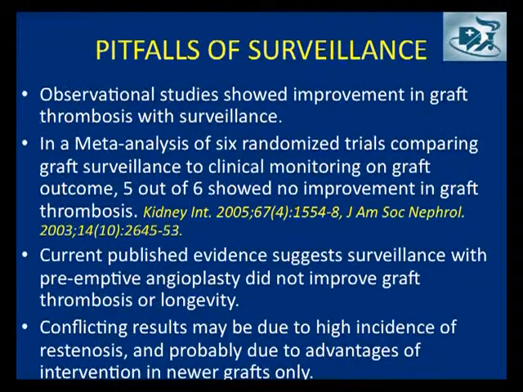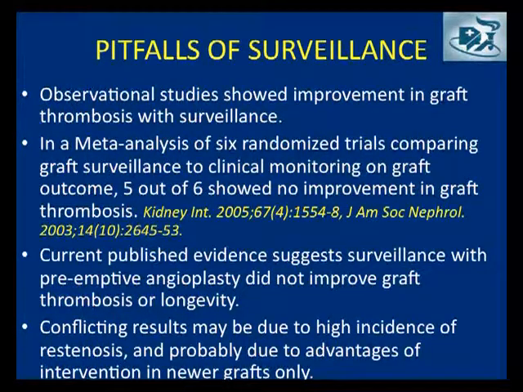So what are the pitfalls of surveillance? Observational studies have shown improvement in graft thrombosis with surveillance, but reduction in graft thrombosis doesn't mean improvement in graft longevity. In a meta-analysis of 6 randomized trials comparing graft surveillance to clinical monitoring on graft outcome, 5 out of 6 showed no improvement in graft thrombosis. Current published evidence suggests surveillance with preemptive angioplasty did not improve graft thrombosis or longevity.